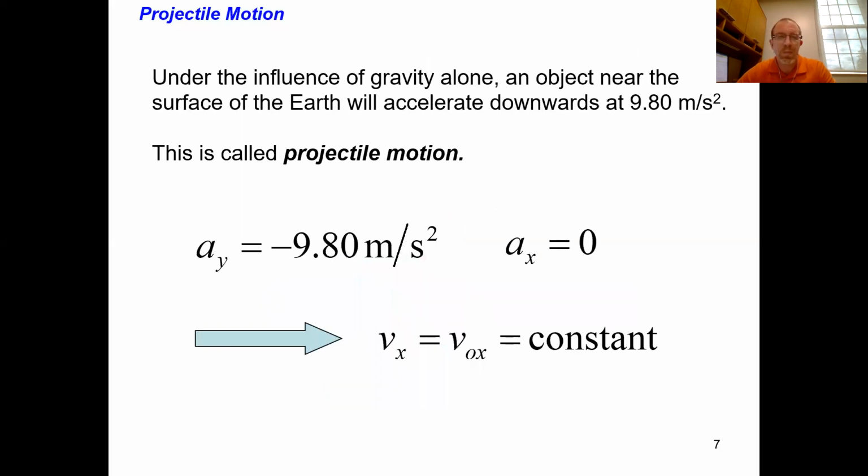Okay, so again, here's projectile motion. When gravity is the only thing influencing our object, acceleration is downwards in the y direction with a size of 9.8 meters per second squared. There is no acceleration in the x direction at all. That's 0. And as a result, if there's no acceleration in the x direction, our velocity in the x direction is constant. All right. Let's see what effect that has on our kinematic equations.